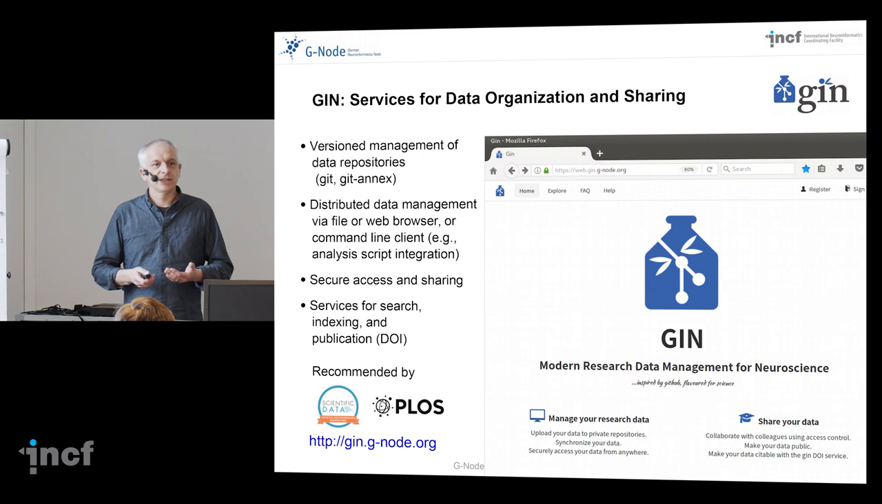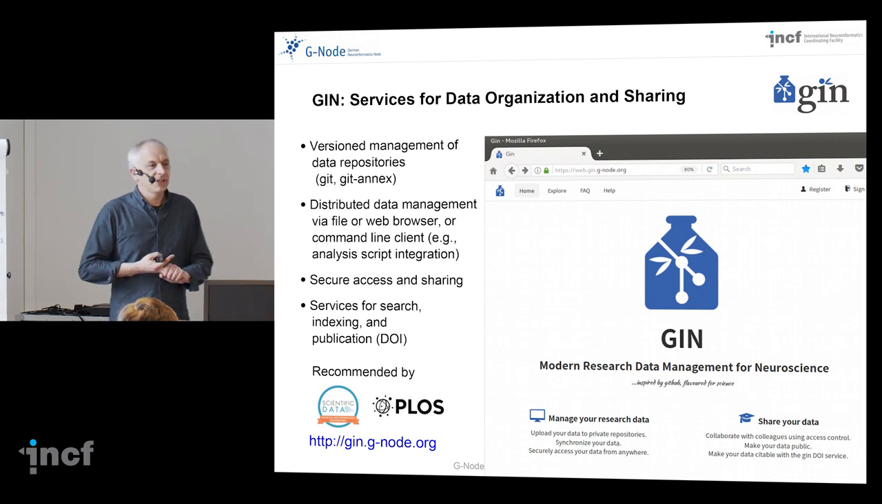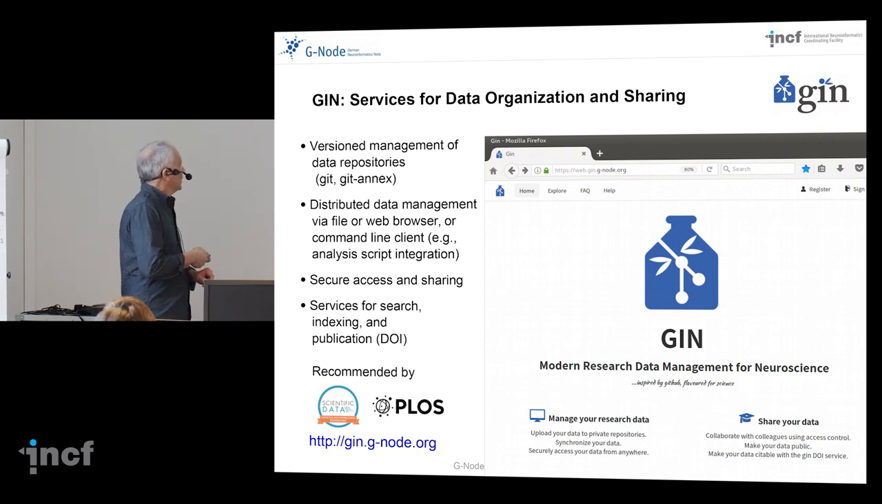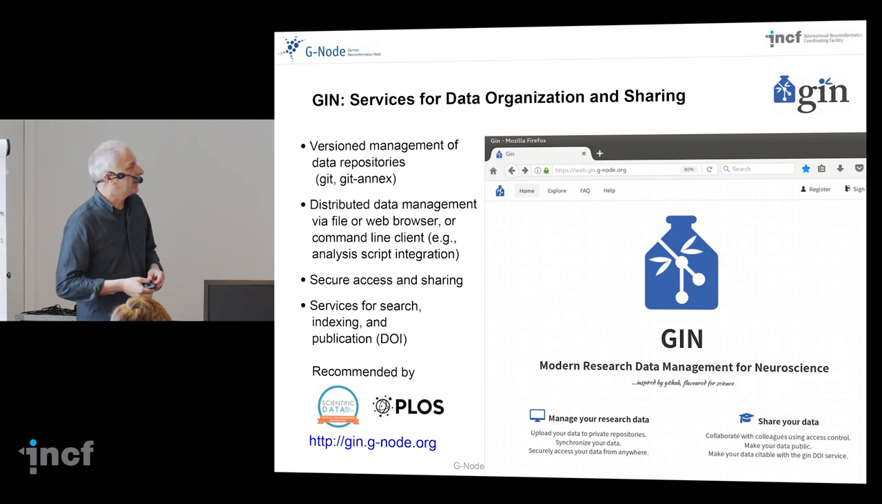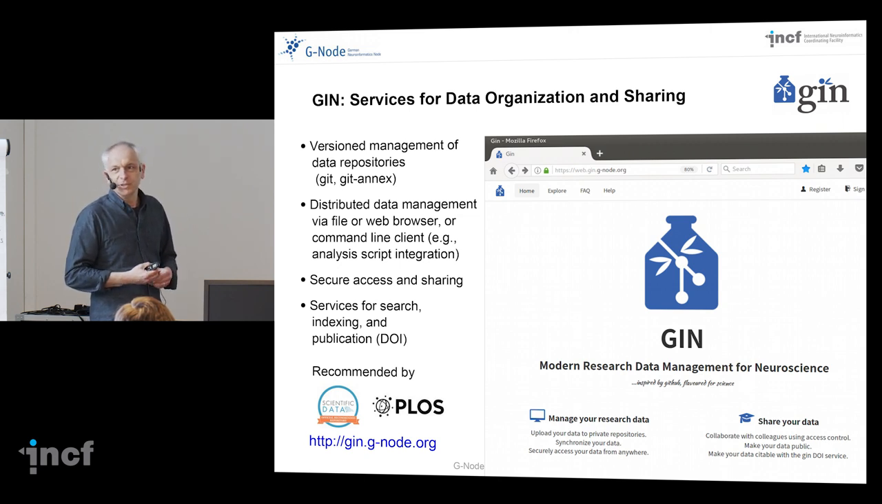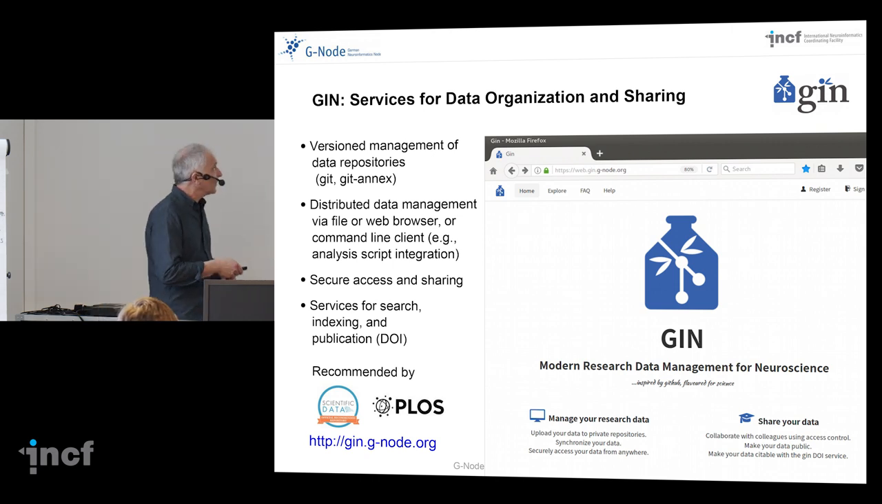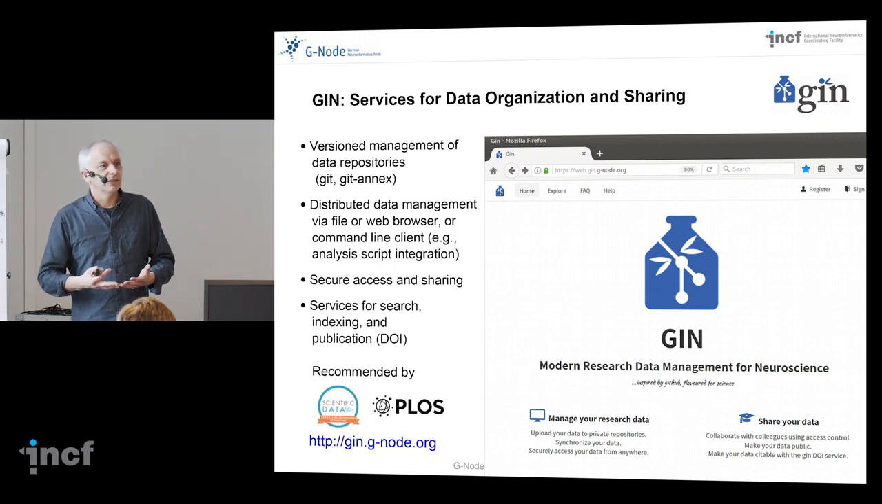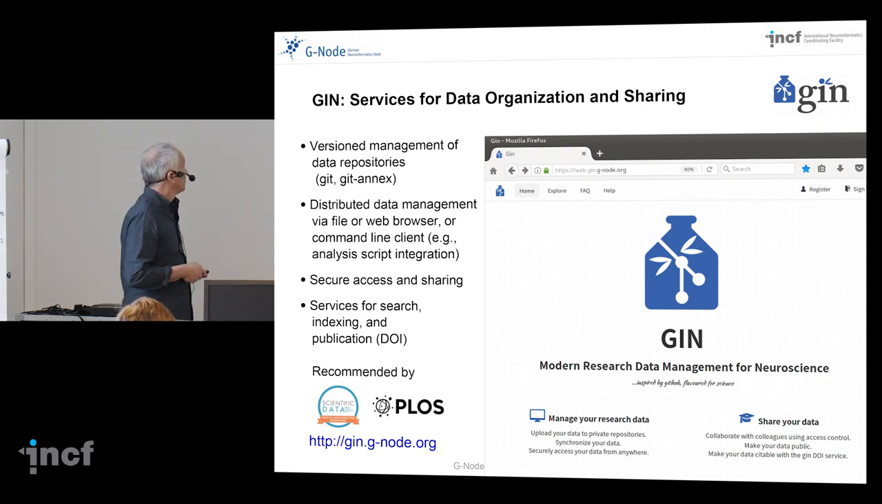The idea is to provide something that supports data organization, working with the data, and version control of data, and for that the system uses Git and Git Annex. The web interface, if you've seen it, is a little bit inspired by GitHub, and in fact it is based on an open source GitHub implementation, where we've added support for Git Annex in order to version control large files, which are hard to version with plain Git.